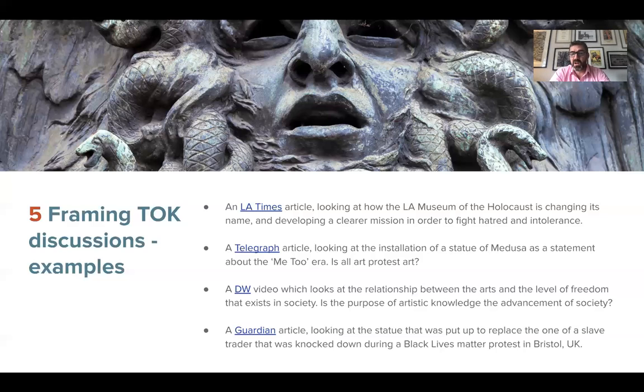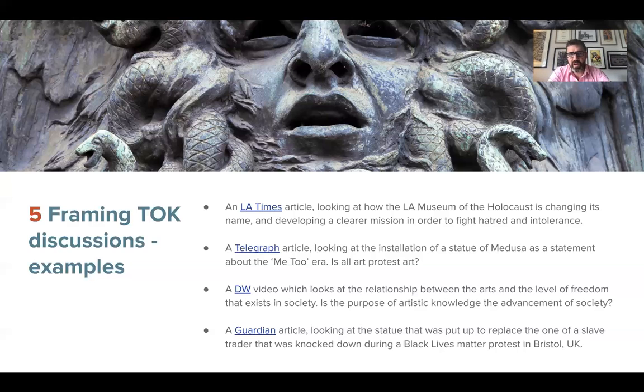So the first one from the LA Times, looking at the way in which the LA Museum of the Holocaust is changing its name and devoting itself more to delivering a clearer mission in order, as it says, to fight hatred and intolerance. And you know, this has got a lot to do with arts, because it's about articulating who they are, their identity, their kind of corporate image, if you like, and how they package the exhibits within their museum. So it's very closely related to the arts.